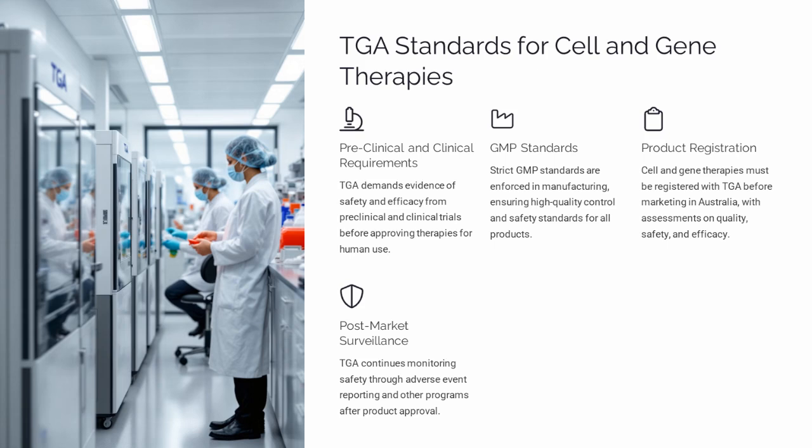Strict GMP standards are enforced in manufacturing, ensuring high-quality control and safety standards for all products. Cell and gene therapies must be registered with TGA before marketing in Australia, with assessments on quality, safety, and efficacy. Post-market surveillance continues through adverse event reporting and other programs after product approval.